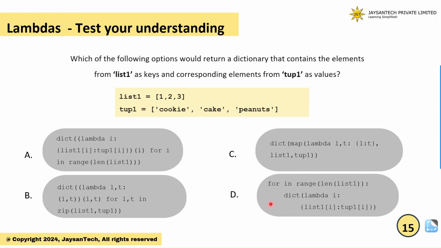Then I'm using a normal for loop: for I in range of len of list1. I'm creating a dict with a lambda function. See, this is also, like I told you already in the first case, in A, wrong syntax for creating a dictionary. So the correct option, like we have seen, is option B, right?